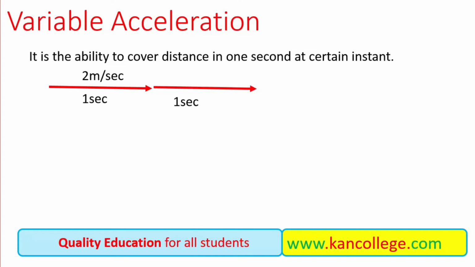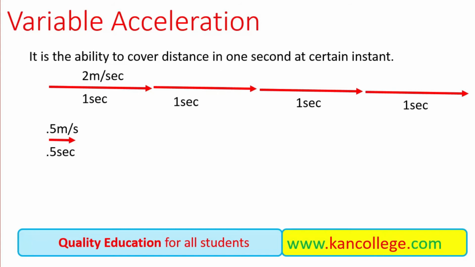What is variable acceleration? If the body is moving in such a way that in every second it increases its speed by a different value, then we say that the body is moving with variable acceleration.